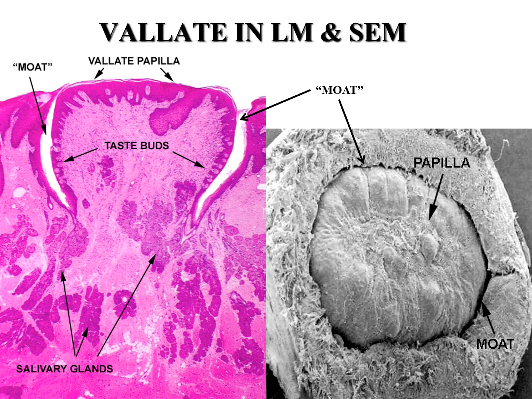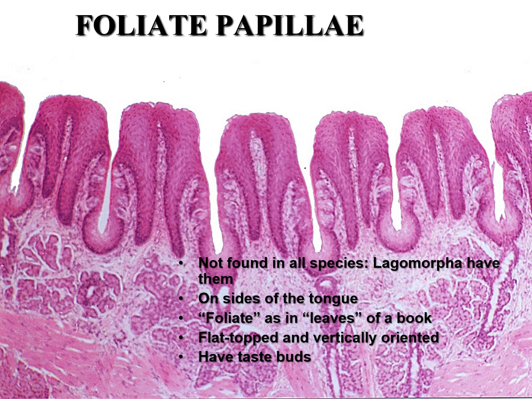This is scanning electron microscopy. This is the vallate, and we can see here the space. Usually, the material that we are going to taste, the chemical substance, is going to dissolve in saliva, and then this saliva is going to enter this area here, and then can be detected by these structures found at this area, which are the taste buds.